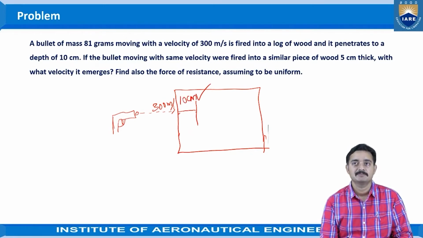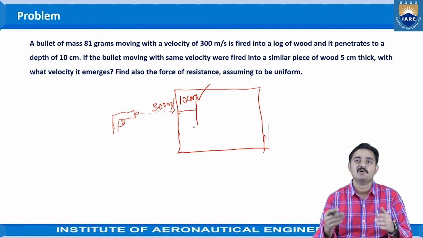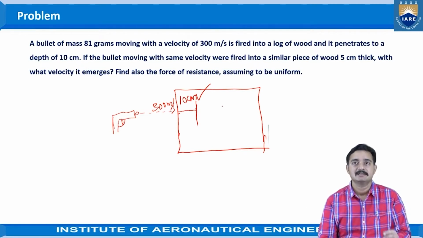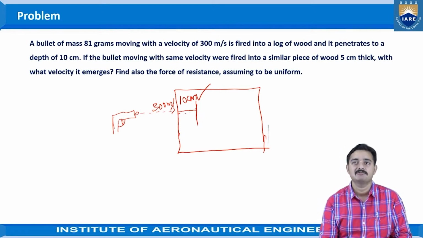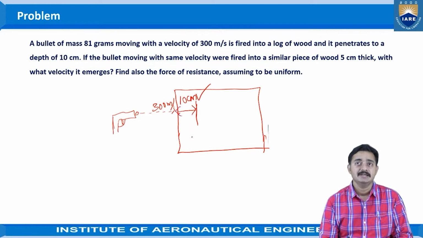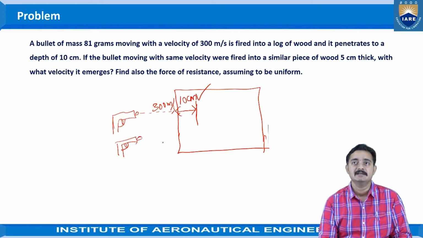It penetrates to a depth of 10 centimeters. Maybe the log of wood is bigger in size, but the bullet's capacity is only such that it will penetrate into the log of wood until 10 centimeters. If the bullet moving with the same velocity, from the same pistol, were fired into a similar piece of wood 5 centimeter thick, okay?